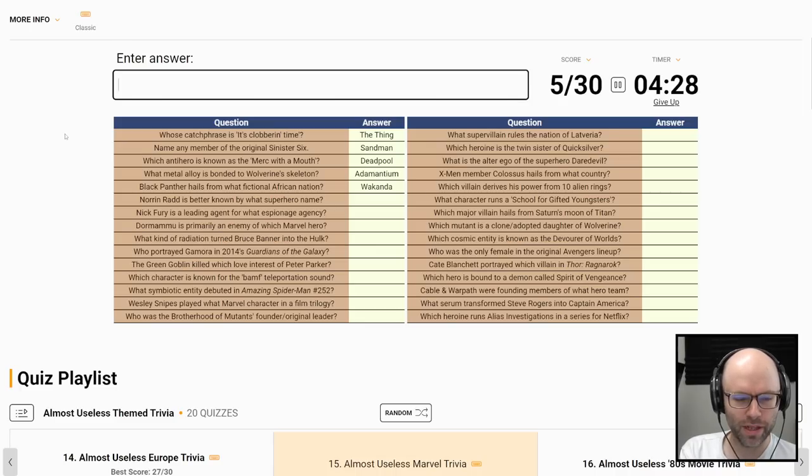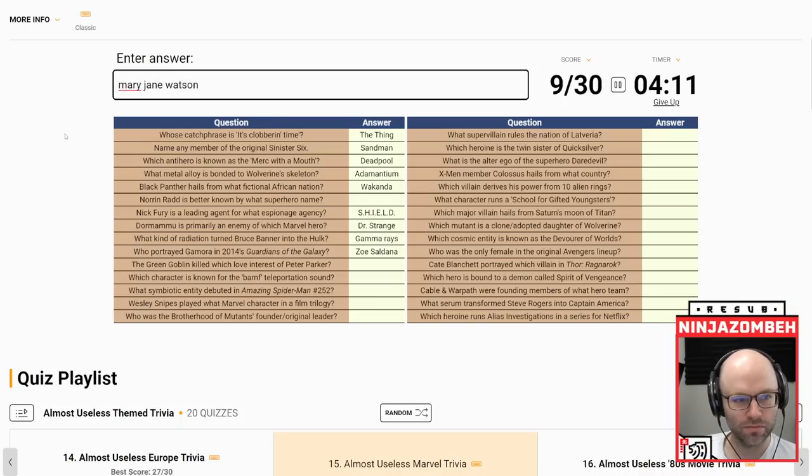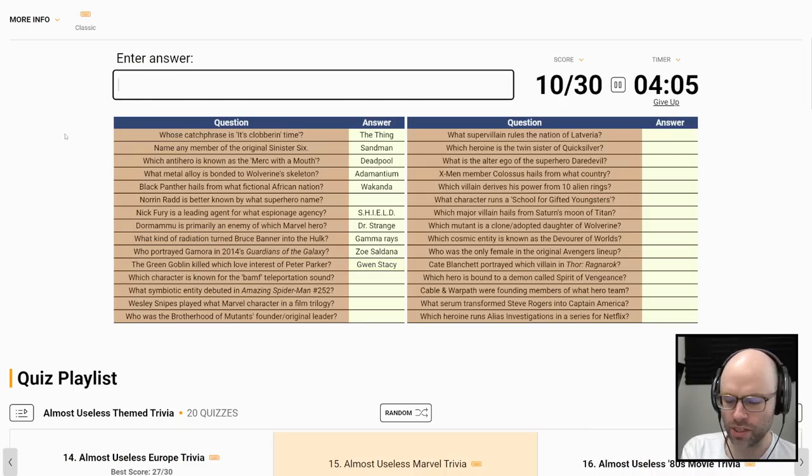They haven't made a movie about that yet. Nick Fury is an agent of S.H.I.E.L.D. Dormammu is a principal enemy of Doctor Strange. Gamma radiation turned Bruce Banner into the Hulk. Gamora is played by Zoe Saldana. The Green Goblin killed Mary Jane Watson. Excuse me? Gwen Stacy. Which character is known for the BAMF teleportation sound?